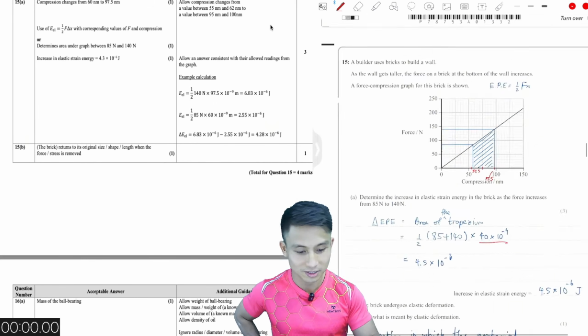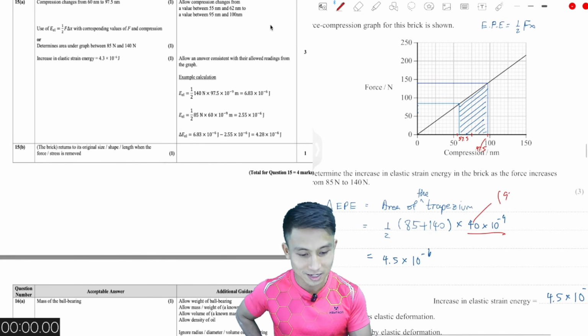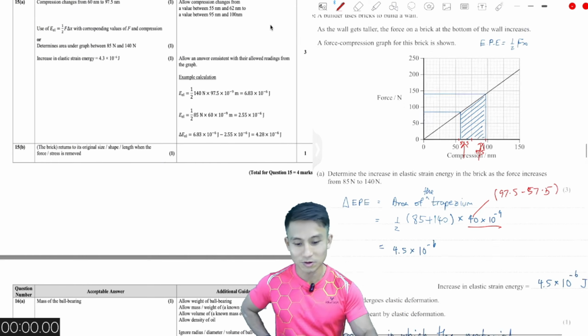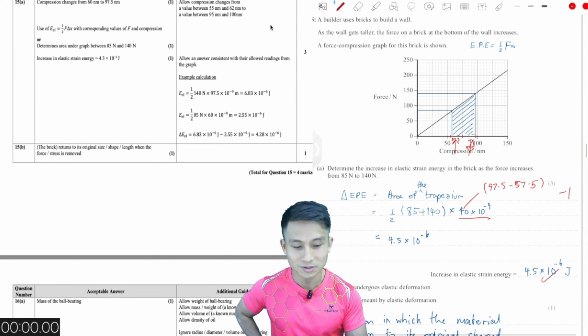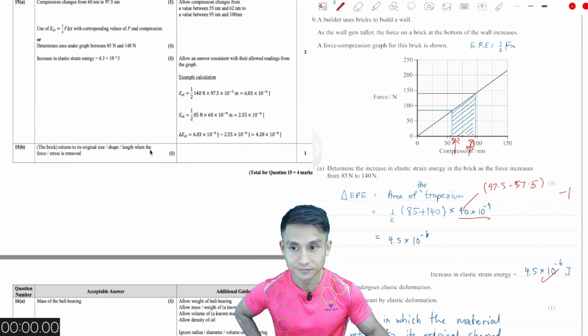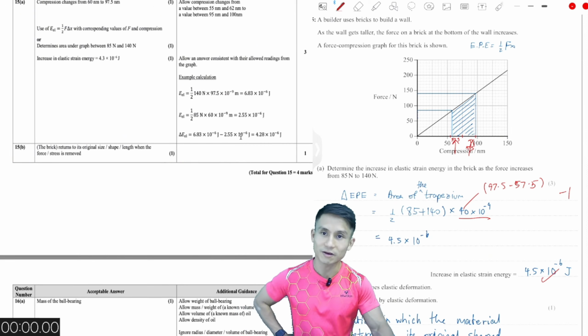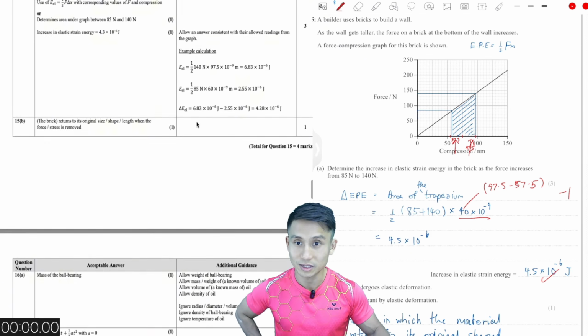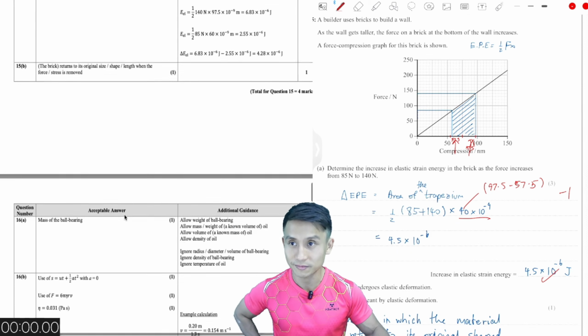Okay, I'm just going to be harsh here because I don't show that this is 97.5 minus 57.5. So because I counted the squares, I'm just going to take one mark away. But I think I got the right answer here because they allow the compression between those ranges. Okay. This is just an example calculation, right? So if I took exactly 57.5 and 97.5, which they allow, the answer should still be in the tolerance range. Yeah. Okay.